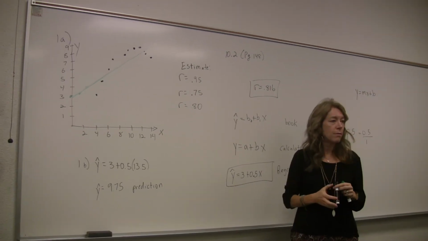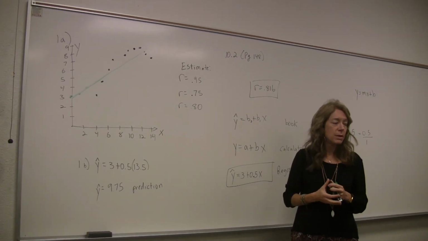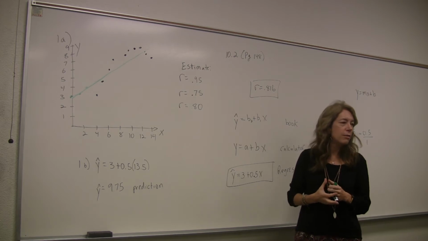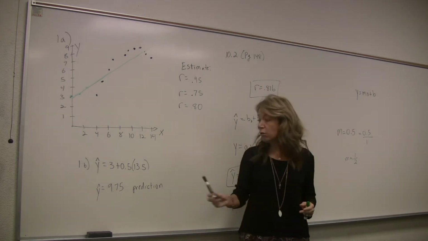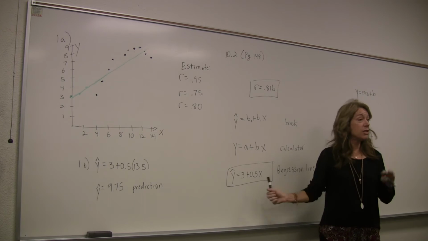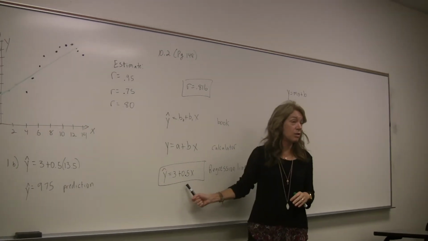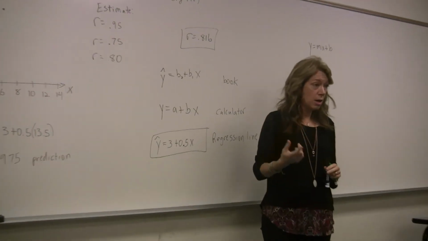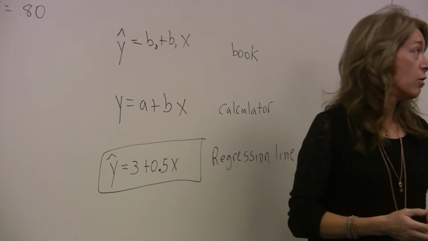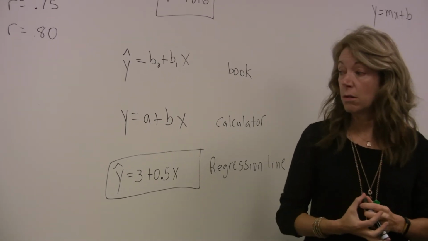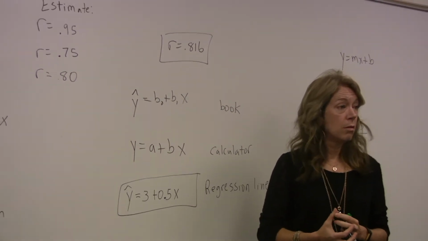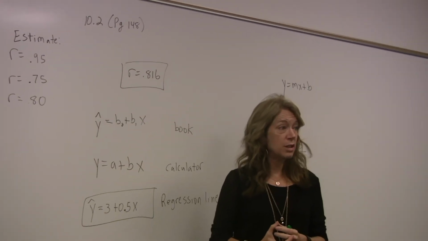So you only do predictions when there is a linear correlation. Yes, you make predictions, but you only use the line to make predictions when there's a linear correlation. Our next example will be what to do if there's not a correlation. Questions?